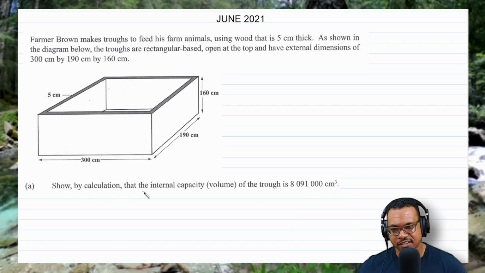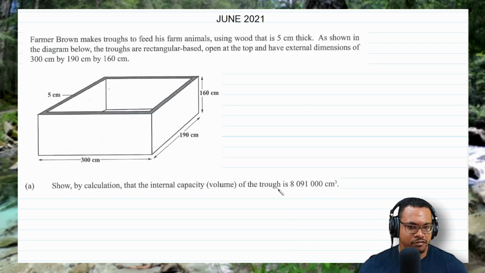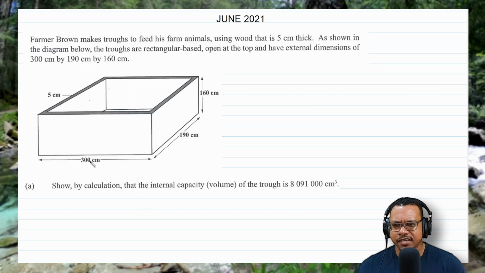Now we want to show by calculation that the internal capacity, which is the volume of the trough, is this 8,091,000 centimeters cubed. Now what we have to remember here is that these are the external dimensions. So we know for a rectangular prism, the volume is length by breadth by height, or length by width by height. But we're not going to use the 300 by 190 by 160 because those are the external dimensions. The internal dimensions, because of this 5 centimeters thickness, if you want to consider this to be length, would be 5 centimeters over each edge, which would be a total of 10 centimeters. So the internal length would be 300 take away 10, which would be 290.